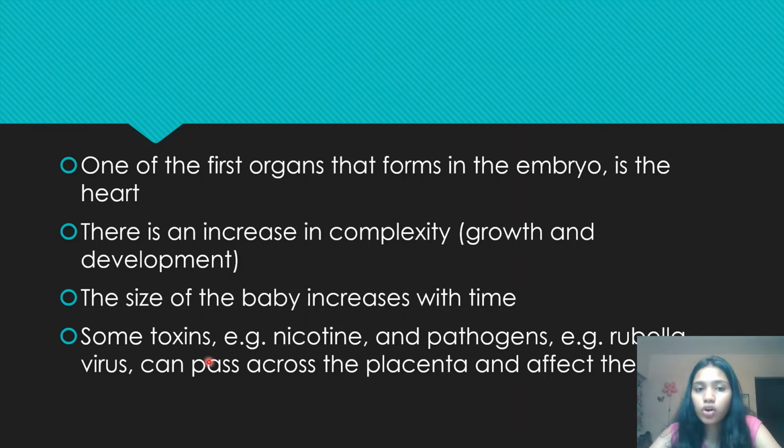There are some toxins like nicotine and some pathogens like rubella virus that can pass across the placenta and affect the fetus. So now, what is nicotine? I think I've discussed this in chapter 12. Nicotine is basically a part of a cigarette, which causes the cigarette to be addictive. It's an addictive substance. So if a mother is prone to smoking, she'll probably have nicotine in her blood, and that can pass through to the baby, through the placenta.